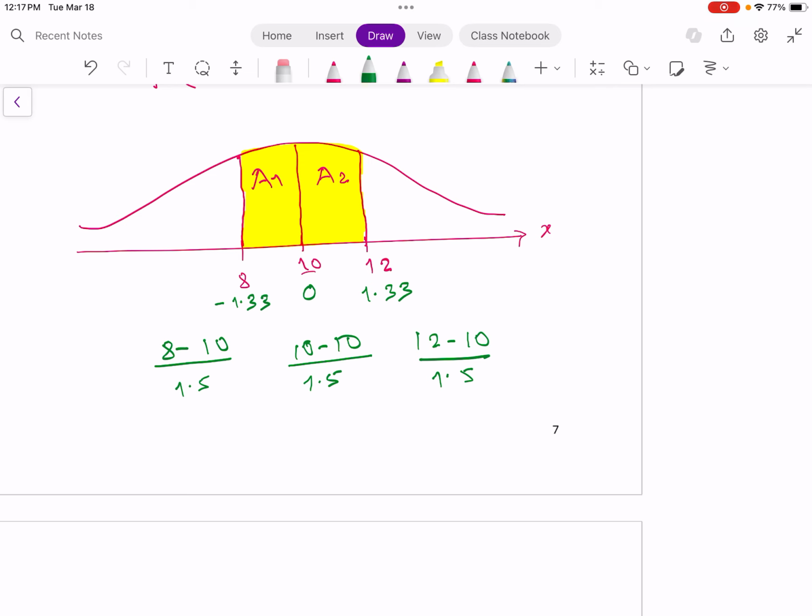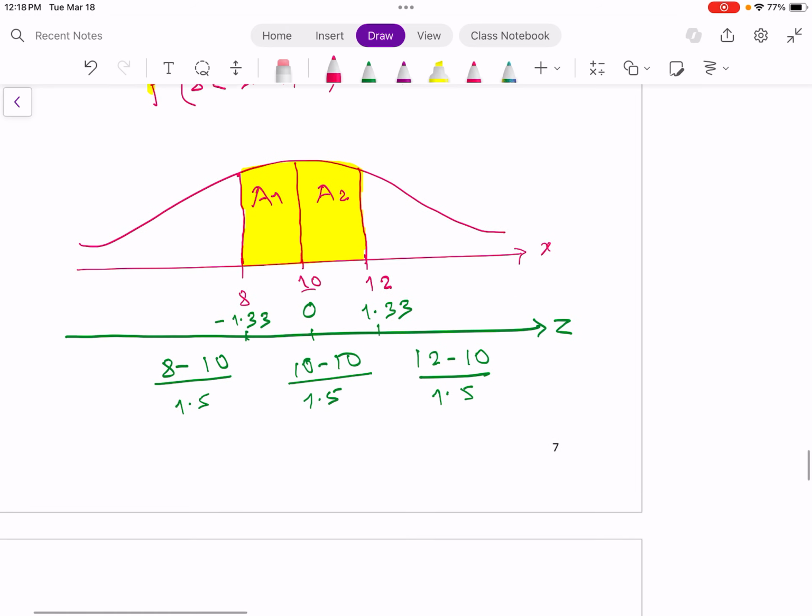We can draw a horizontal line here, so this is our z. We have negative 1.33 here, 0 here, positive 1.33 here. Any question up to here? Now instead of 8, we can replace it with negative 1.33.